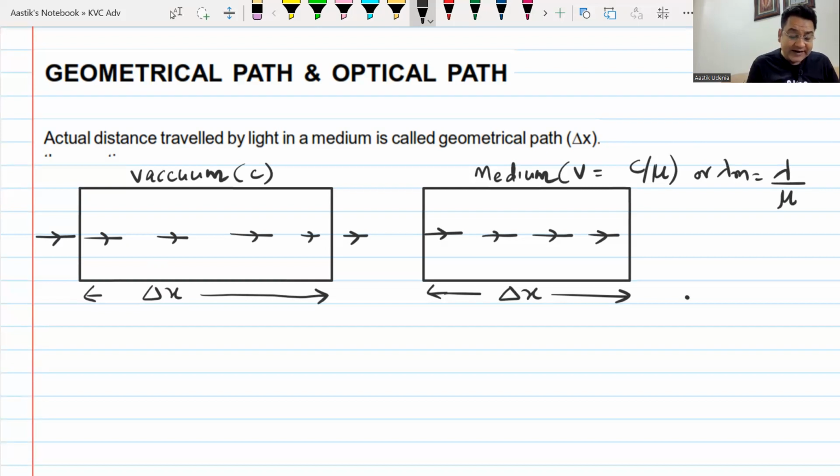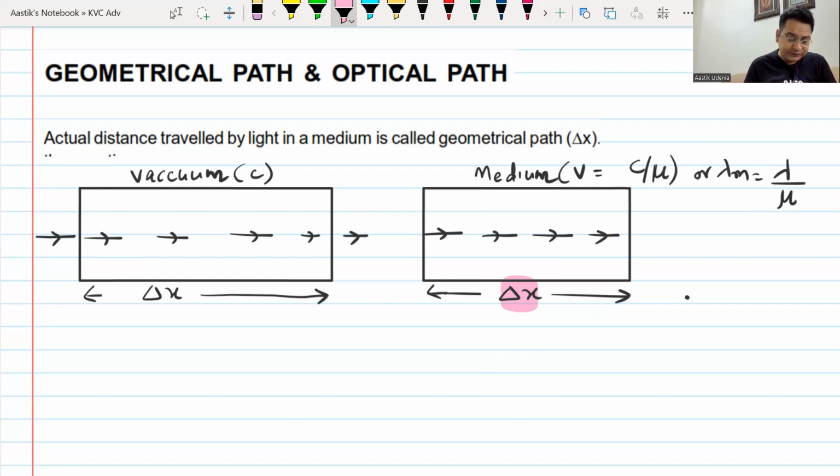Now, when light travels a path delta x in a medium of refractive index mu, in the same time, the distance it will travel in air or vacuum is known as your optical path.